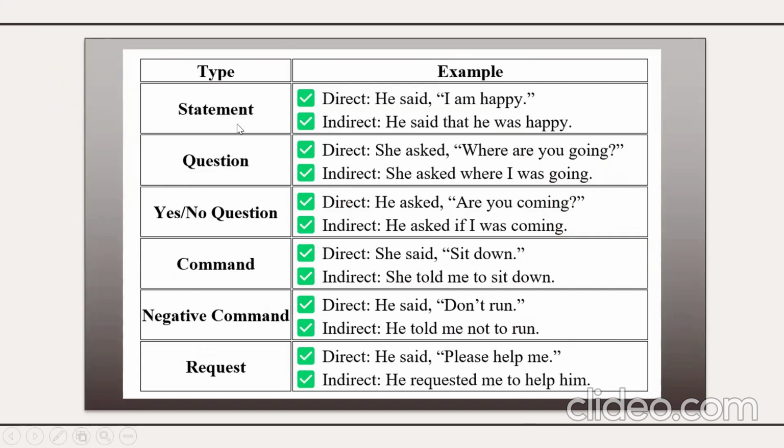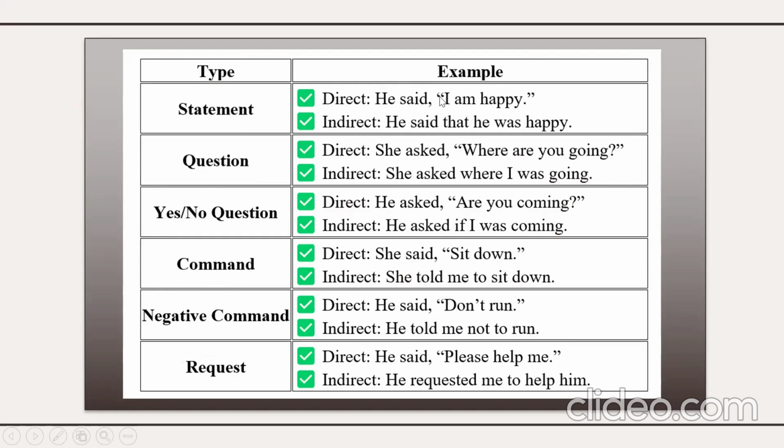When the sentence is a statement, how do we convert a direct speech into indirect speech? He said, "I am happy." So let's change it into indirect speech. We'll copy here, he said.